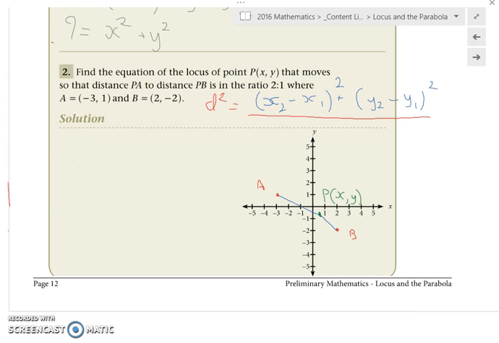Cool? All right, so now what are we actually trying to do? We're trying to find the equation of that shape, whatever that shape is going to be, or the equation of the path. I shouldn't call it a shape, I should call it a path. Okay?